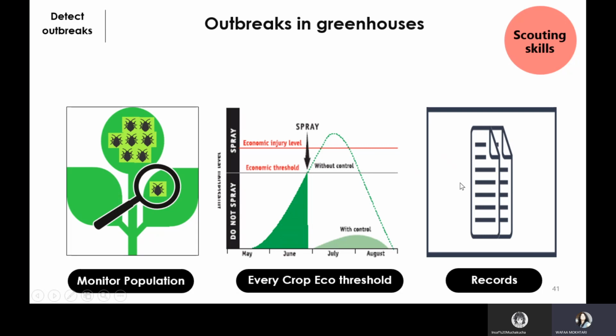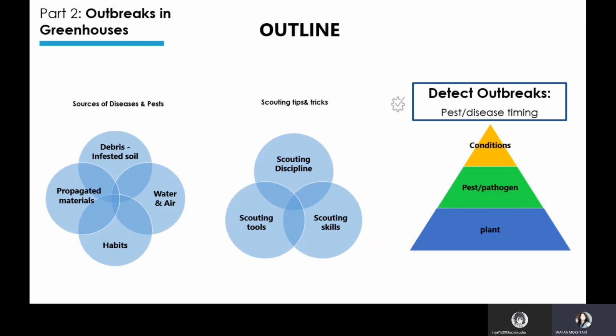You have also this kind of skill. Record, and try to record important information. To detect an outbreak, we need to know about the disease pest triangle.